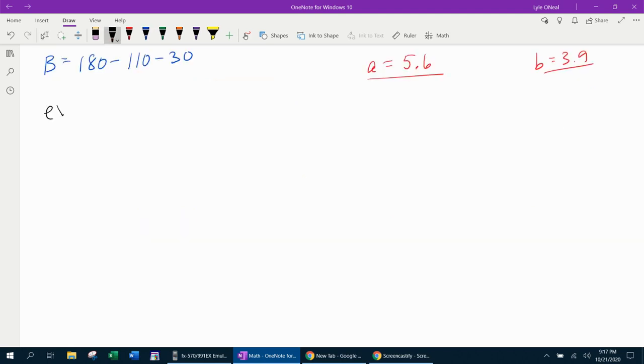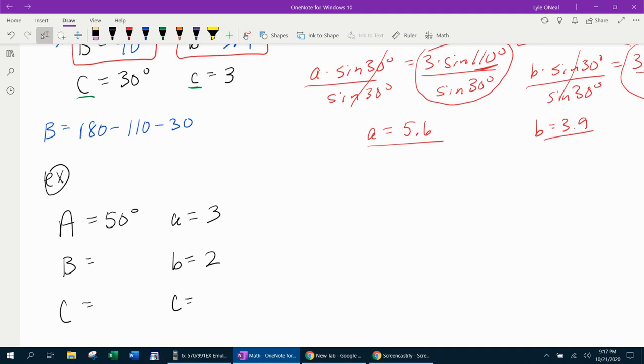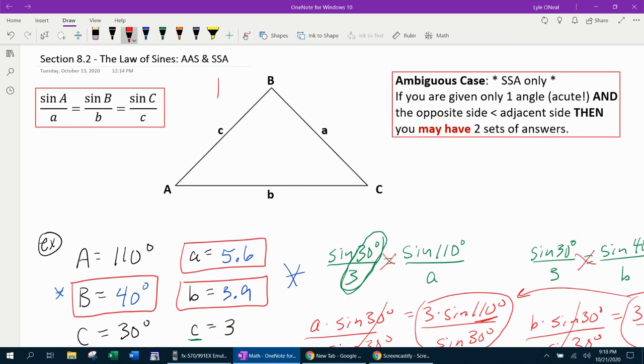Next problem, again, we're going to have three angles, A, B, and C, and three sides, a, b, and c. And for this example, we're given that angle A is 50, side a is 3, and side b is 2. Now let's scroll back up and look at our law of sines. Here I want you to notice that we're given an angle and two sides. That's this one, an angle and two sides.